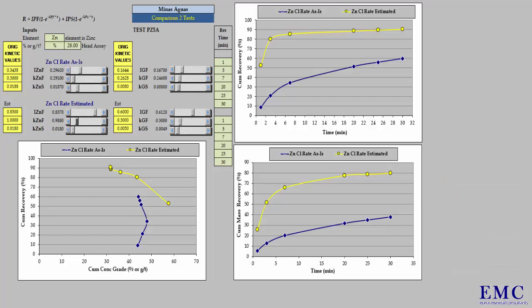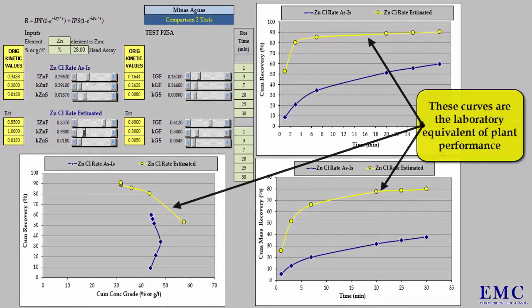What you saw before in the kinetics sets in SuperSim that were changed to reflect actual plant performance are laboratory kinetics. So the yellow lines you see here are the result of a laboratory scale rate test and are the laboratory equivalent of plant performance. In other words, if you achieved this result in the laboratory, generating these kinetics, then the zinc recovery in the plant would be 71.8% at 49% zinc grade, as we have seen in the plant mass balance.